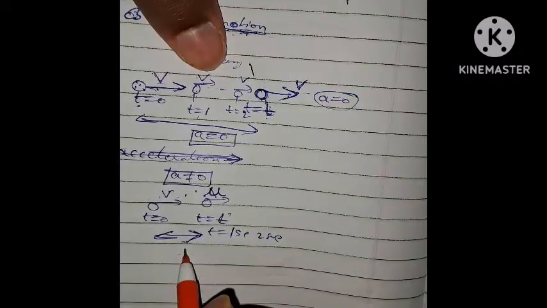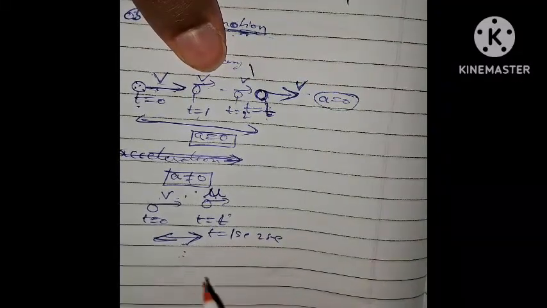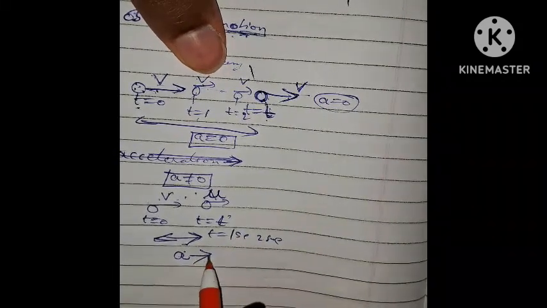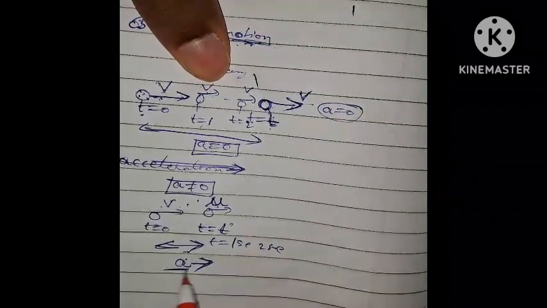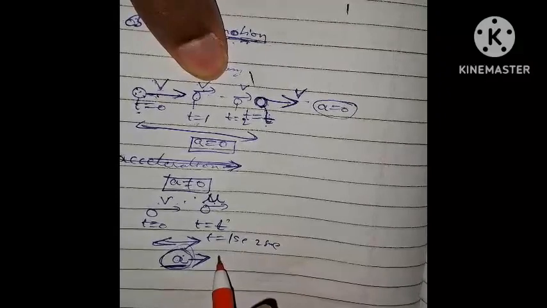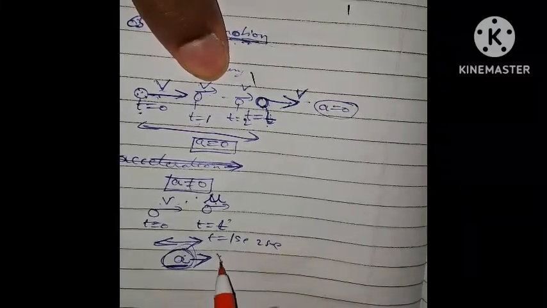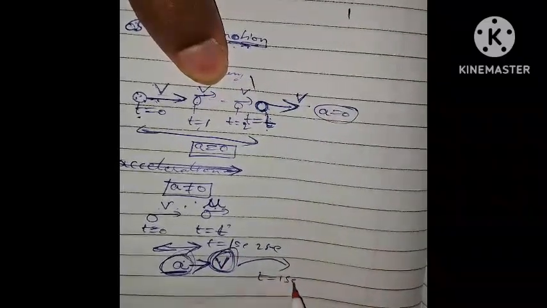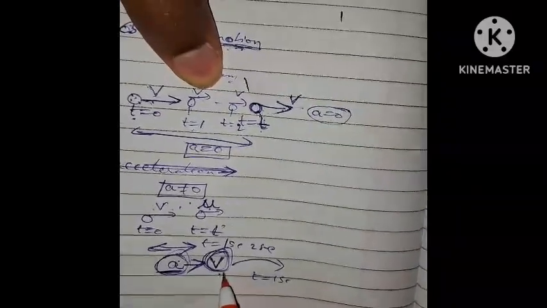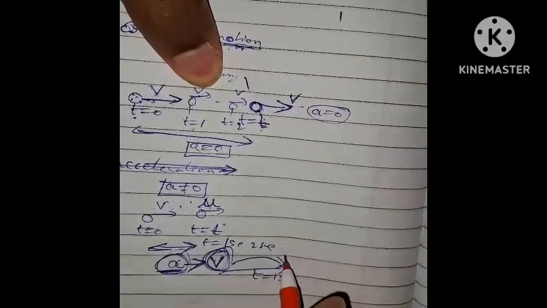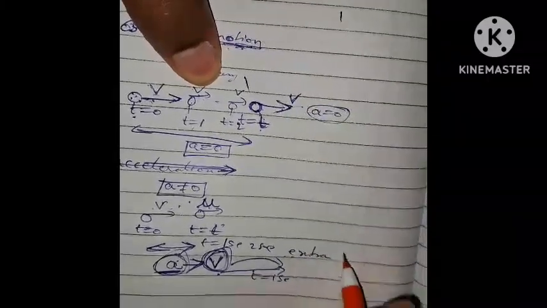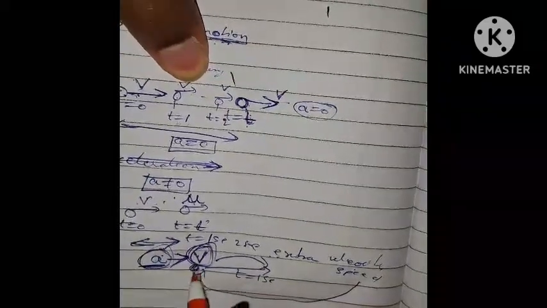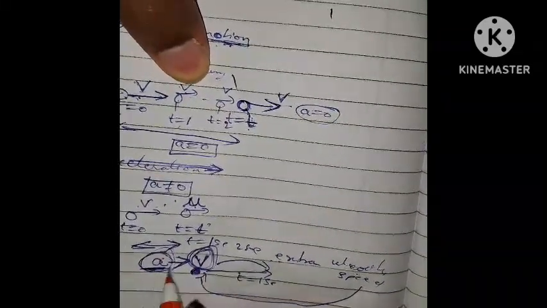From this, what can you conclude? The value of acceleration tells us how much the velocity is increasing per second. From t equal to 0 to t equal to 1 second, in 1 second how much extra speed is added to the object moving with velocity v is given by the value of acceleration.